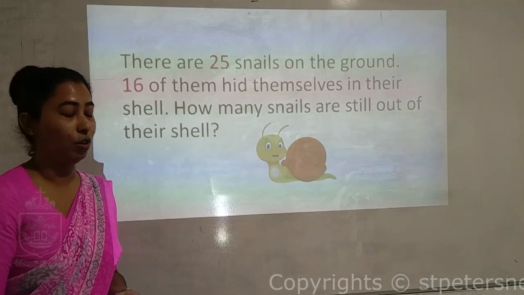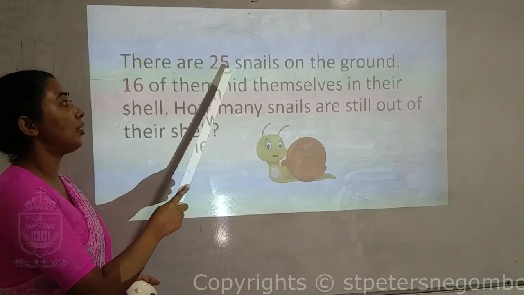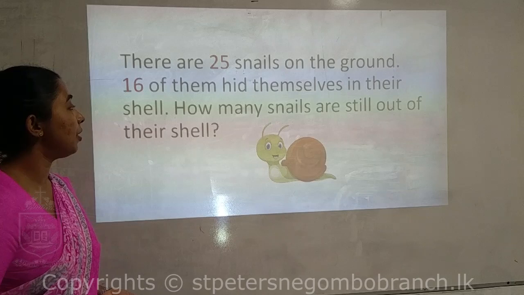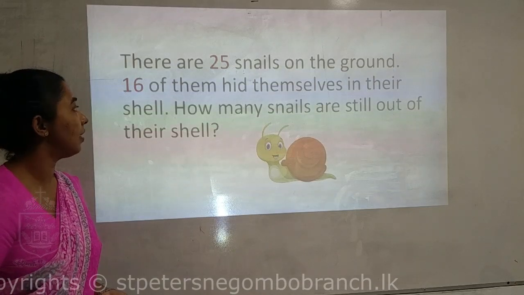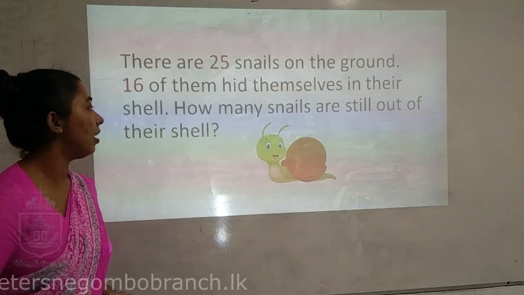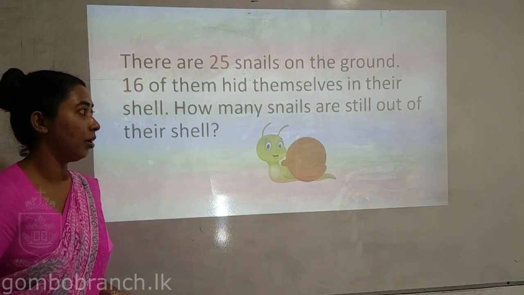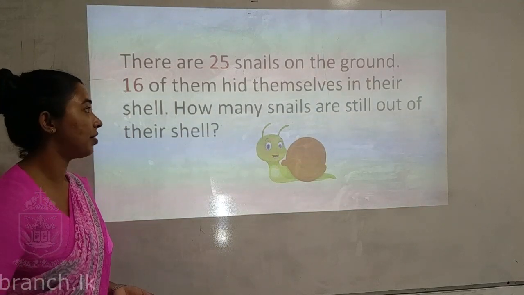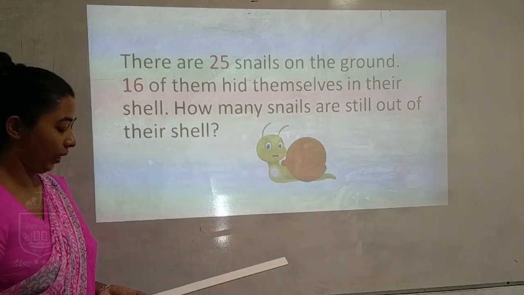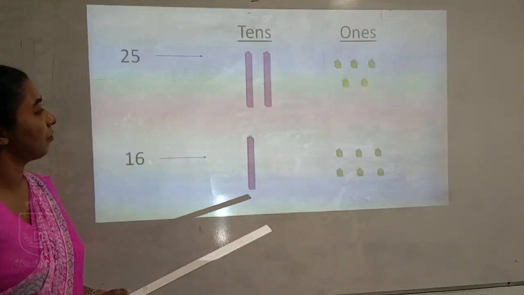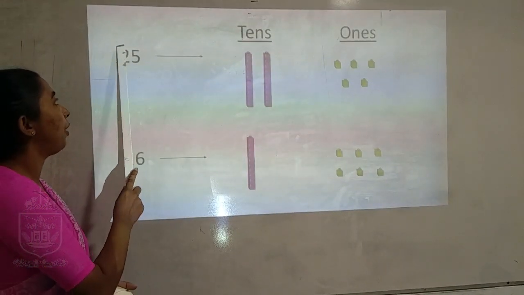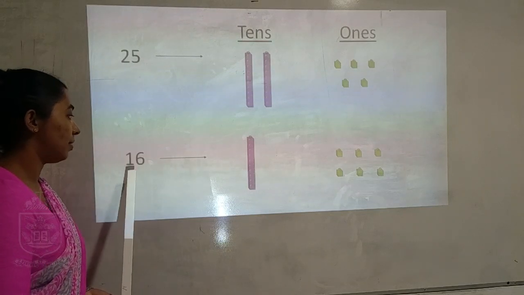According to the video you watched, there are 25 snails on the ground. 16 of them hid themselves in their shell. How many snails are still out of their shell? Now we have to find the number of snails which are still out of their shell. Let's look at the numbers. They have given you number 25 and number 16.